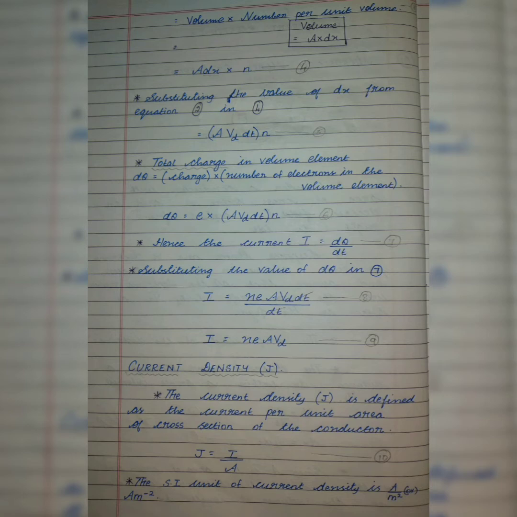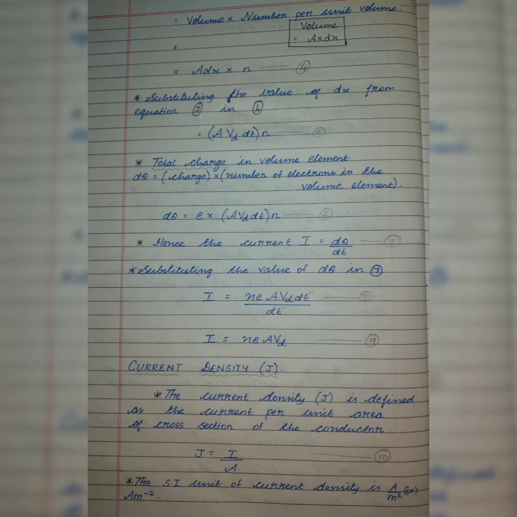Okay, fine. Now after this we have to find the current. Current is always represented as capital I. The formula for I is dq by dt, the total charge with respect to time. From equation number 6 we know the value of dq, right? So we have to substitute that dq value in I is equal to dq by dt, that is equation number 7.